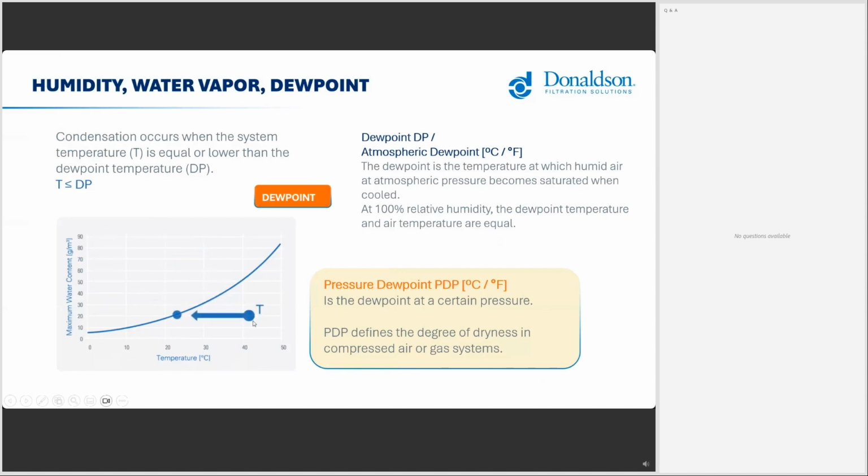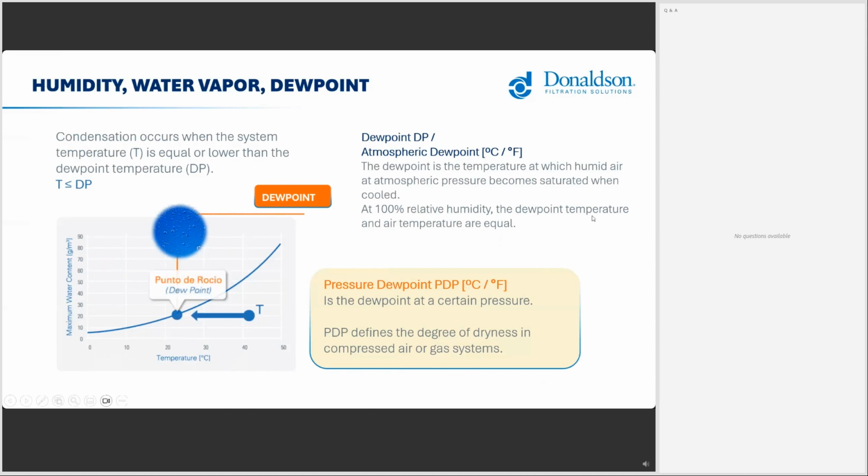That means if we are going to cool down air volume to a specific temperature, condensation starts. And the point at which the condensation starts is called dew point. And this dew point, it's also reached when the relative humidity has reached 100%. And that temperature related to the starting of the condensation is called the dew point temperature.